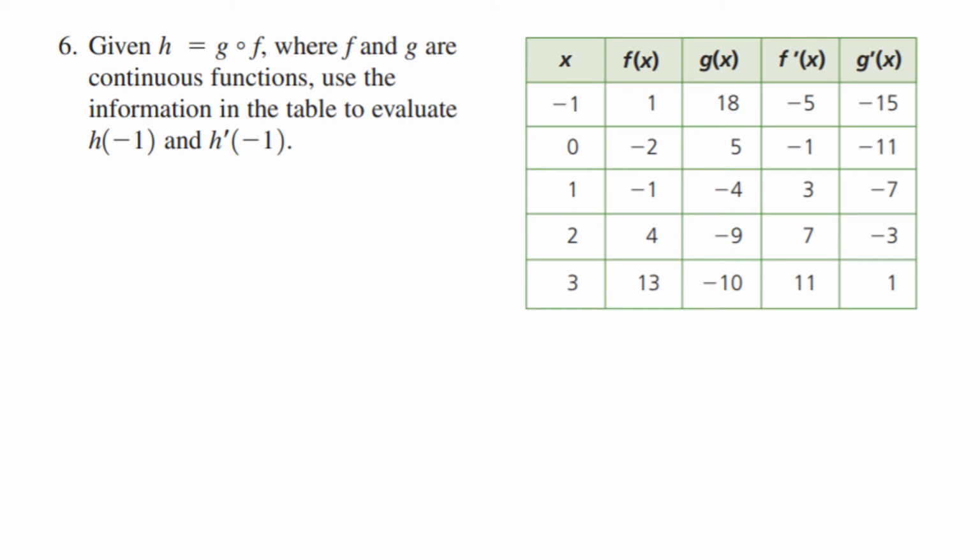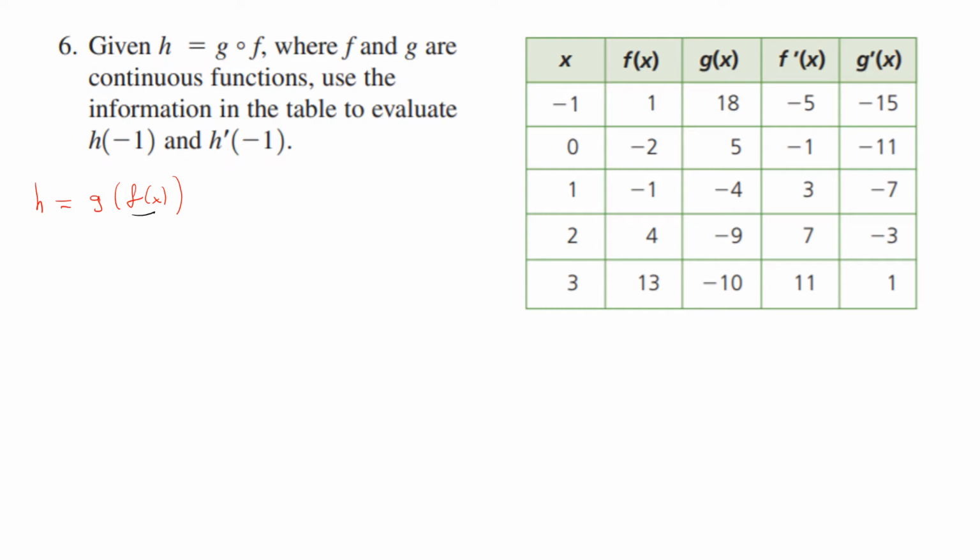In this question, I see that I have a table of values. I see that they gave what h is, where f and g are continuous functions, and we need to use the information from the table to evaluate what h(-1) is and what the derivative of h at -1 is. So I see that it's a composite function, and I can also rewrite this as g(f(x)). So remember the composite functions, the previous video. Since h equals that, I can find whatever the f(x) is inside, plug that back into the g, and then find what my h is.